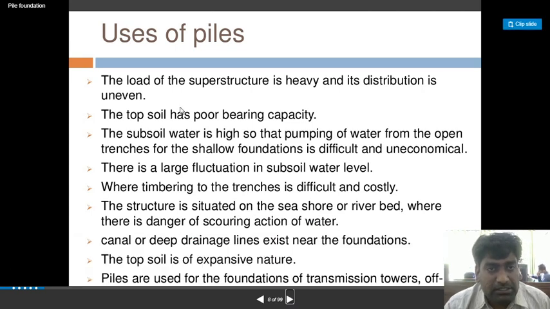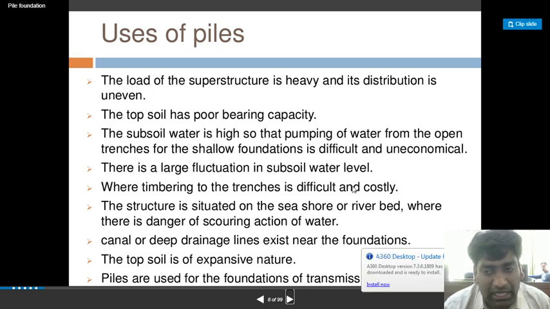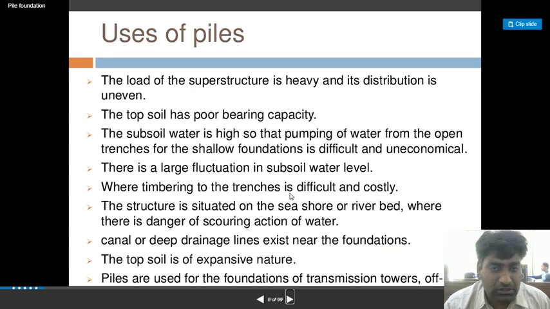So, uses of piles. The load of the superstructure is heavy and its distribution is uneven. The topsoil has a poor bearing capacity. The subsoil water is high, so pumping of the water from the open trenches for the shallow foundation is difficult and uneconomical. There is a large fluctuation in the subsoil water level. In places where heavy rainfall occurs during the monsoon, the subsoil water level fluctuates. So in strata where such things happen, pile foundation is very profitable to provide.